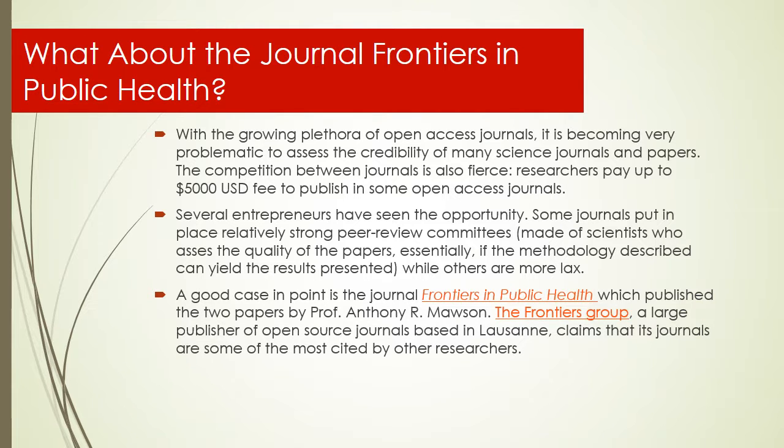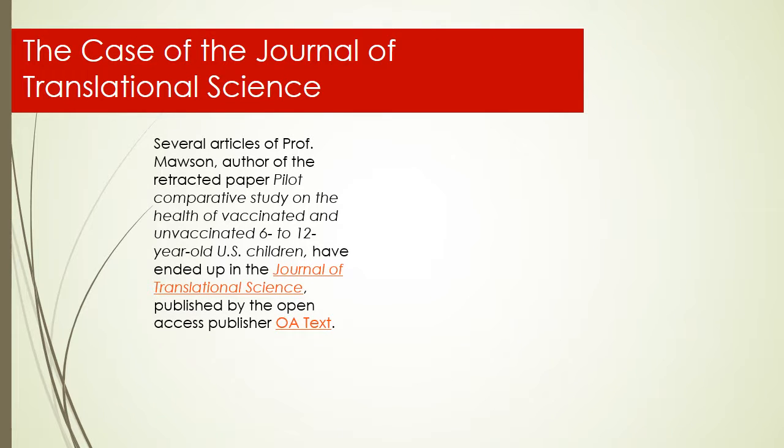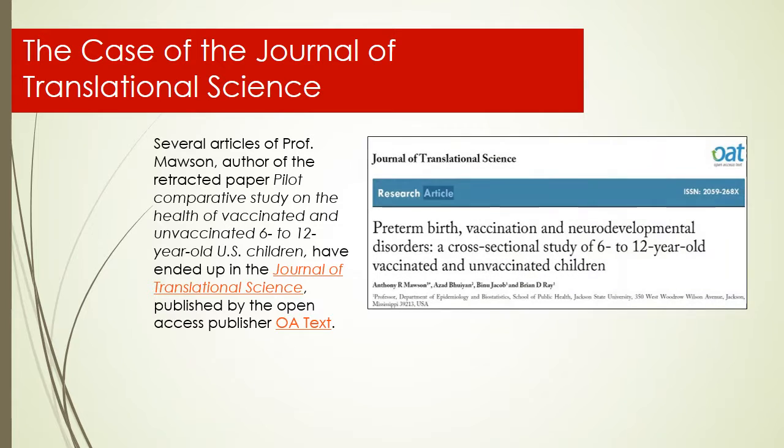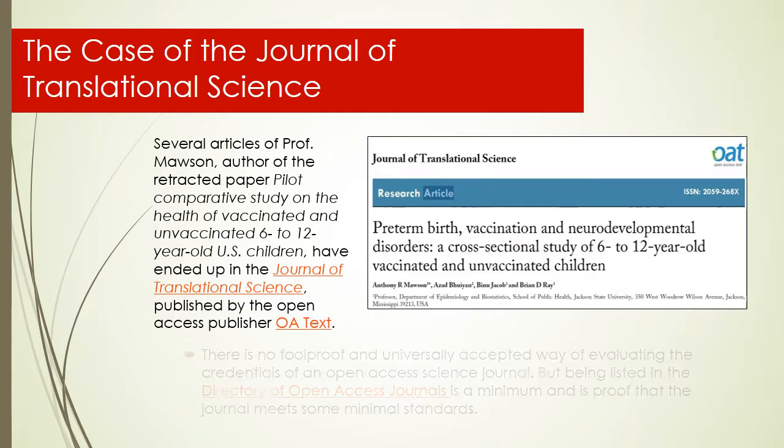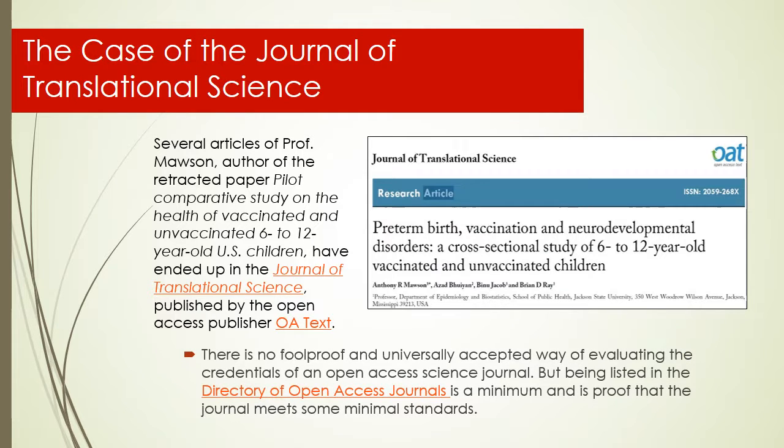A good case in point is the journal Frontiers in Public Health, which initially published the Mawson paper. It belongs to Swiss academics who now oversee hundreds of open source journals. And several articles of Professor Mawson, author of the retracted paper Pilot Comparative Study on the Health of Vaccinated and Unvaccinated 6 to 12-year-old U.S. children, have ended up in the Journal of Translational Science. It is published by the open access publisher OA Text.